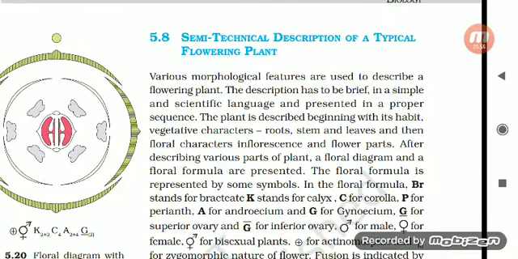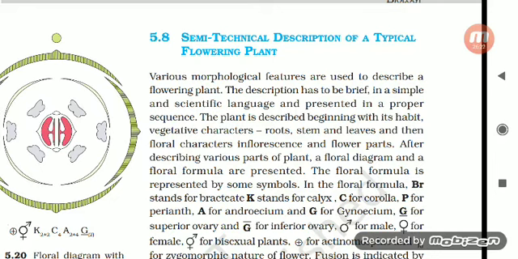5.8 Semi-technical description of a typical flowering plant. Various morphological features are used to describe a flowering plant. The description has to be brief, in simple and scientific language, and presented in a proper sequence. The plant is described beginning with its habit, vegetative characters, roots, stems and leaves, and then floral characters, inflorescence and flower parts. After describing various parts of the plant, a floral diagram and a floral formula are presented.